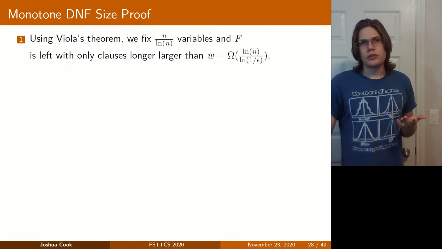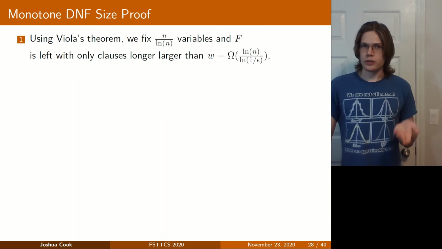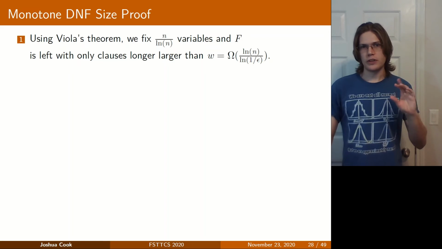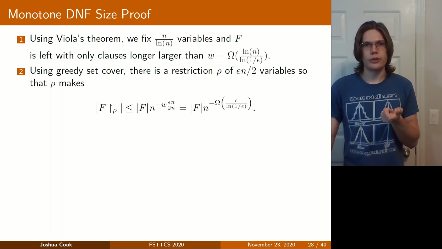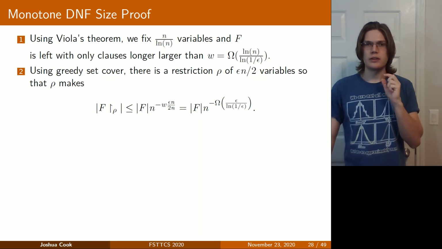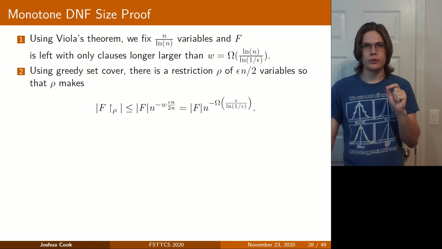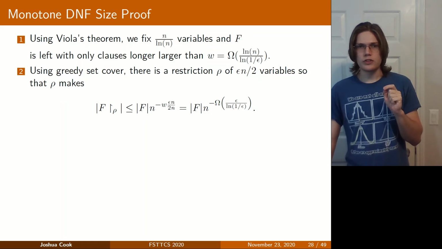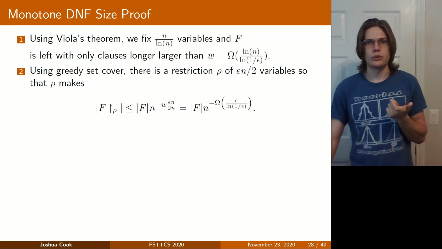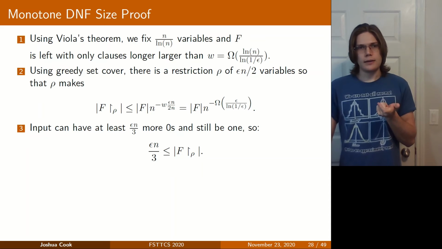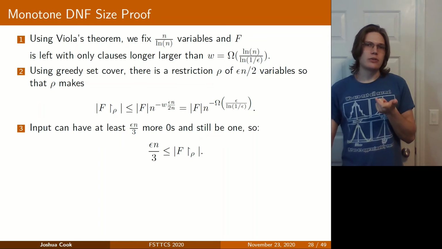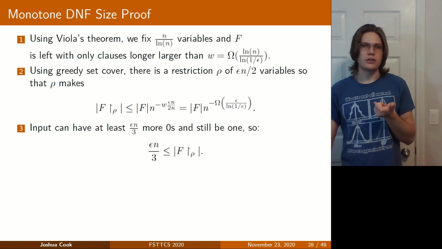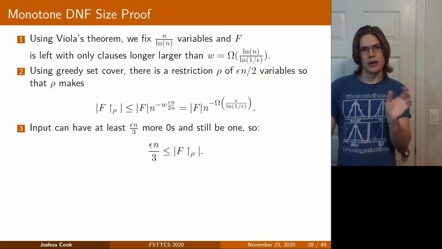Okay, so using Viola, to actually do the lower bound is pretty simple. We use Viola's theorem to fix n over log n variables to force us to have big width. Then we use a greedy set cover algorithm to restrict these clauses, so that way we have fewer clauses that decrease by this factor, which simplifies to this constant that we wanted to show earlier. Then, since we've only restricted just slightly more than epsilon n over 2 variables, there are still epsilon n over 3 more variables we could restrict to 0 before we've restricted epsilon n bits to 0.